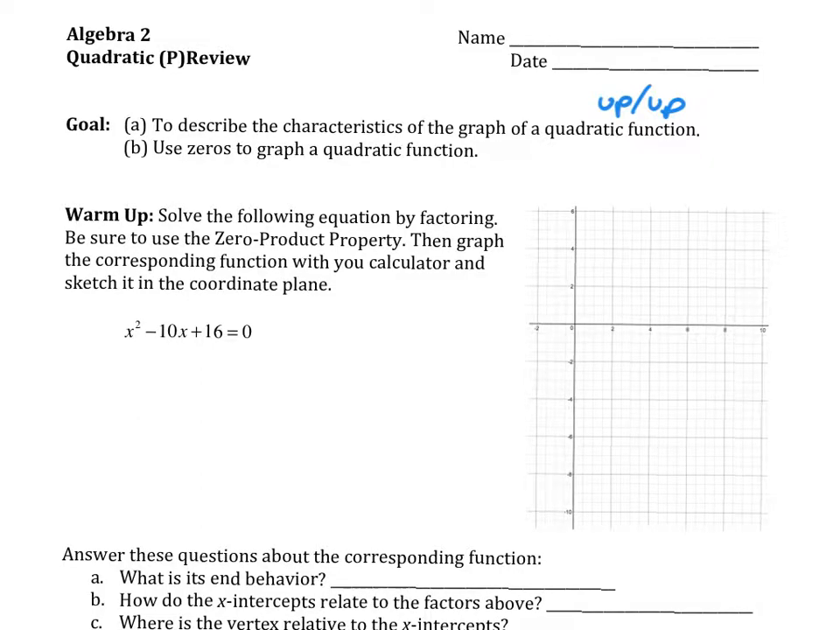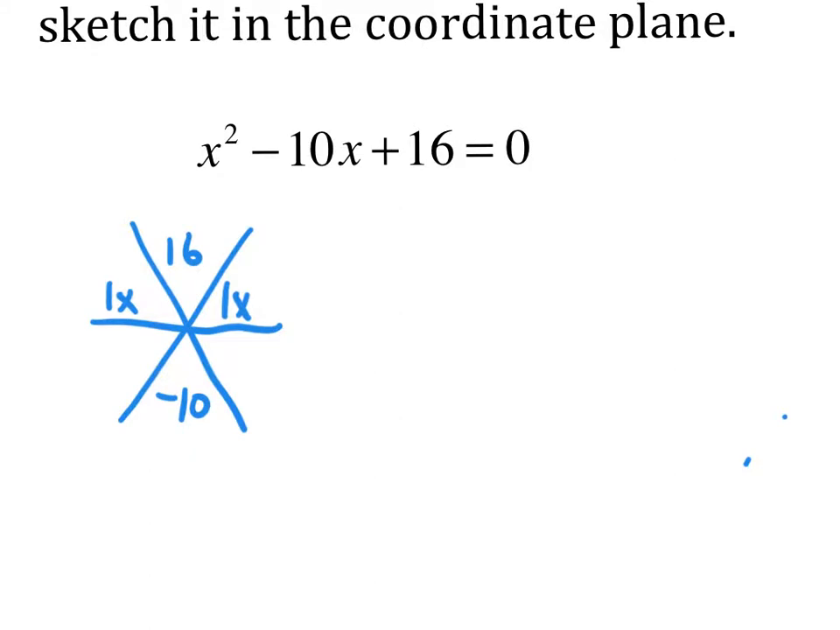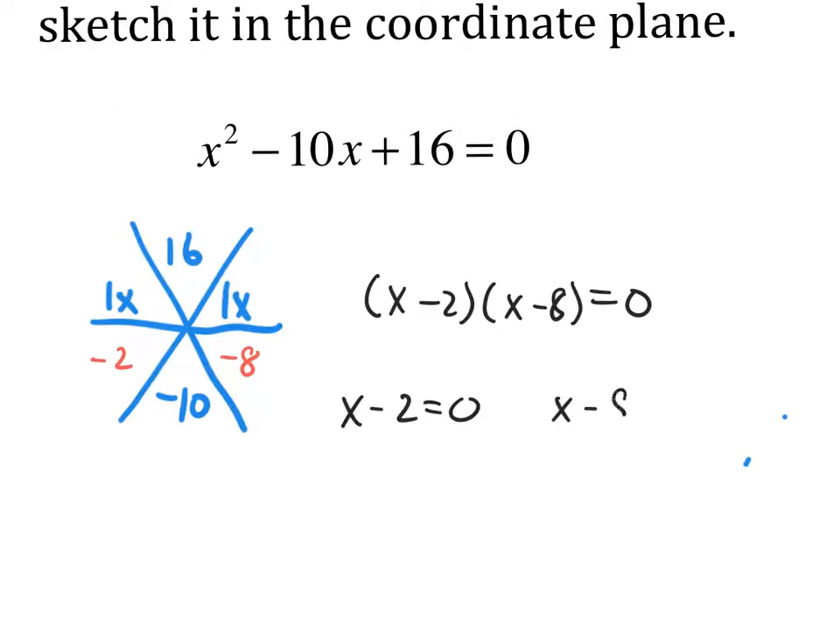in order to graph this thing. So for the warm-up, I had you guys solve the following equation by factoring. Make sure to use the zero product property because you can take the shortcut, but I'd rather us, just for the sake of benefit to our process here, go through the whole snowflake and zero product property. So in this case, we have a -2 and a -8 that multiply to 16 but add to -10. So here's the zero product property in action, where we write the factors and then we split the factors using the zero product property. Okay?